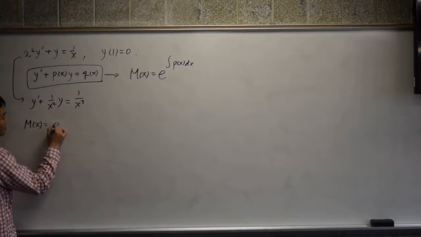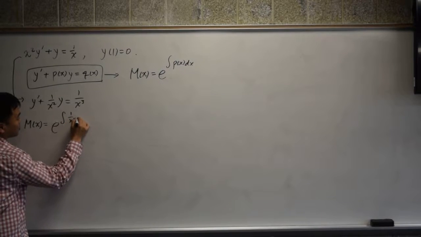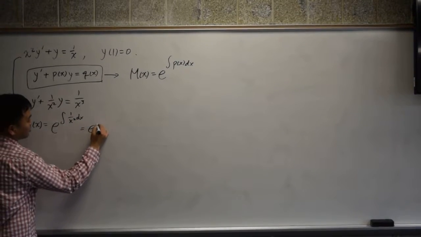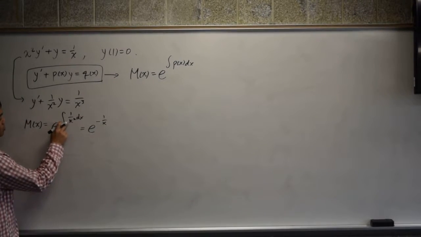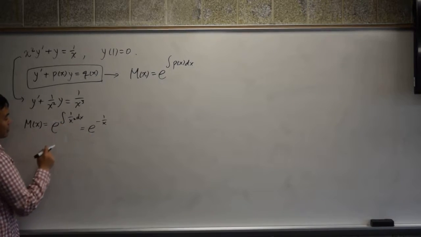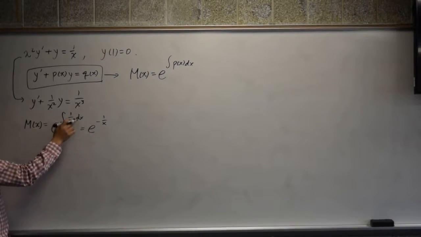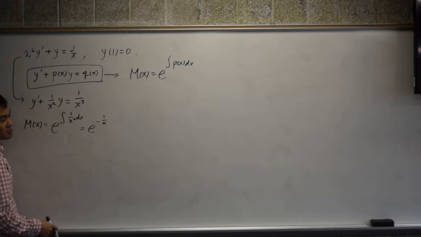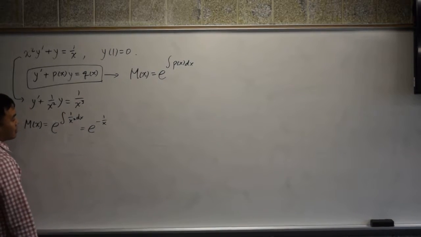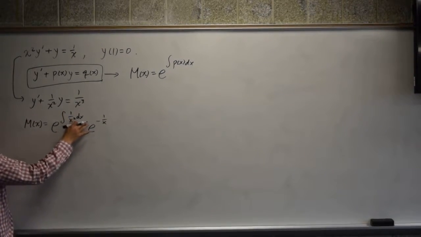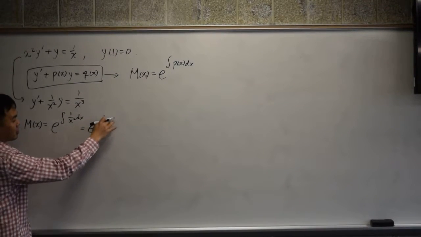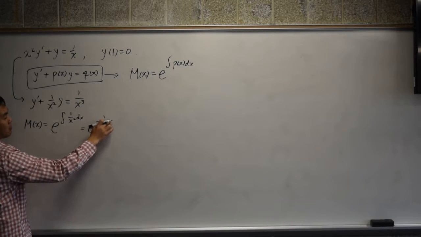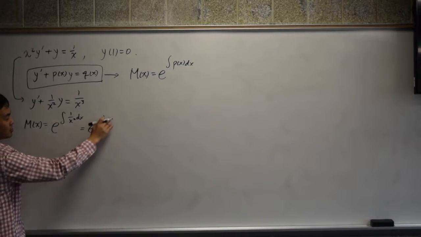The multiplier is e to the integral of 1 over x squared dx, which is e to the negative 1 over x. You can find the integral of this by rewriting it as x to the negative 2, or you can just memorize this, which is better. When you calculate this, don't put plus c, because you just need one multiplier. There are many different multipliers, you could have plus 1 or plus 2 or anything, but we just need one.